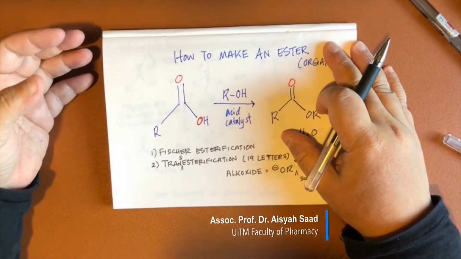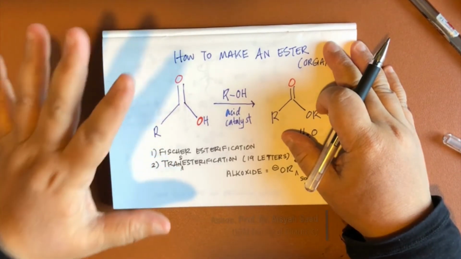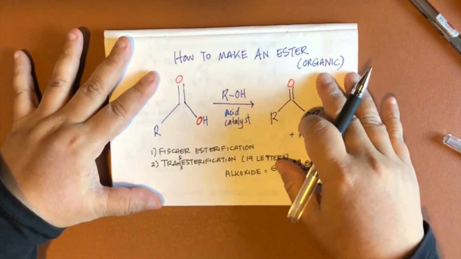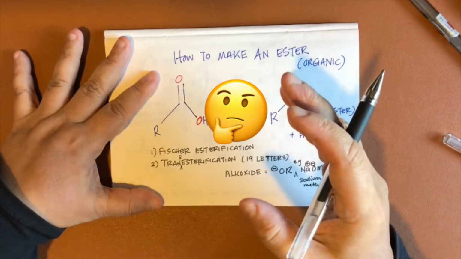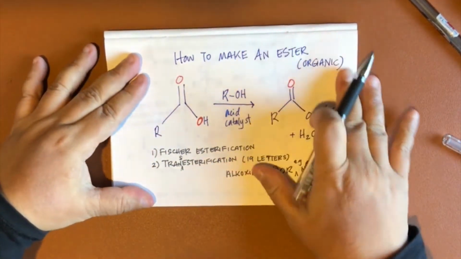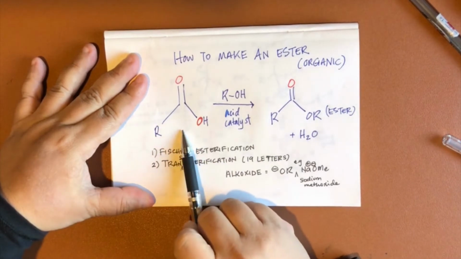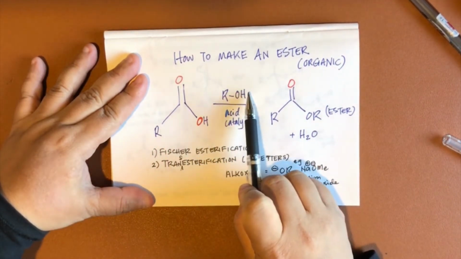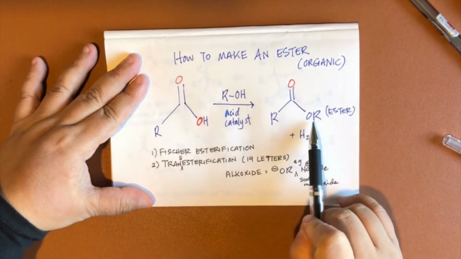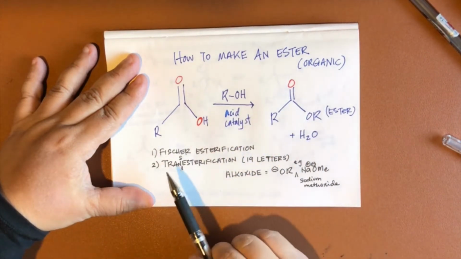In the second video, I'm going to teach you how we can make an ester from an ester. In my previous video, you have seen how we can make an ester from a carboxylic acid with alcohol in excess and in the presence of an acid catalyst, and you form an ester.